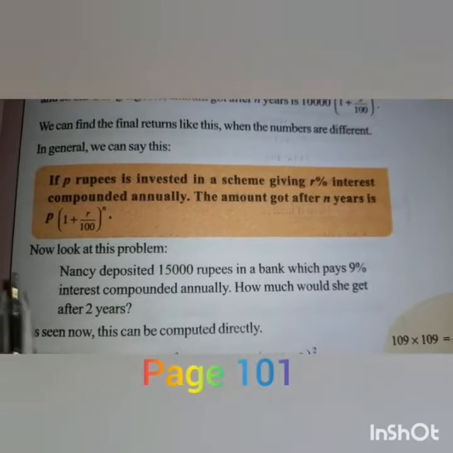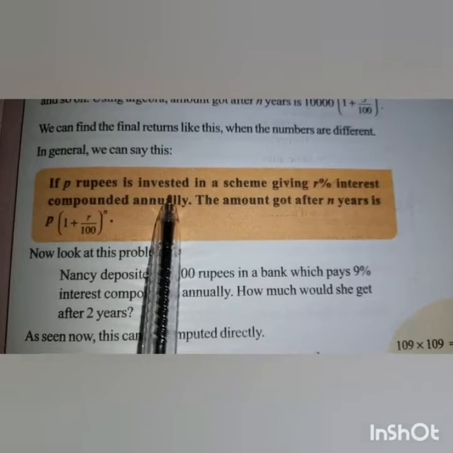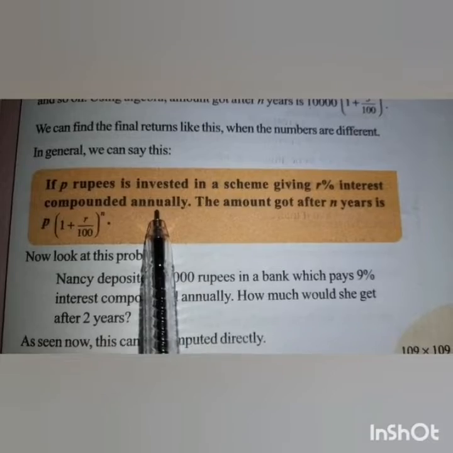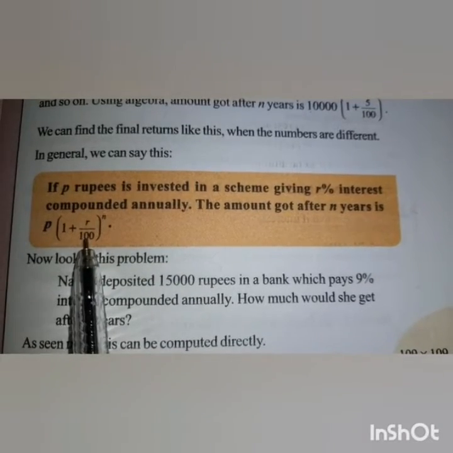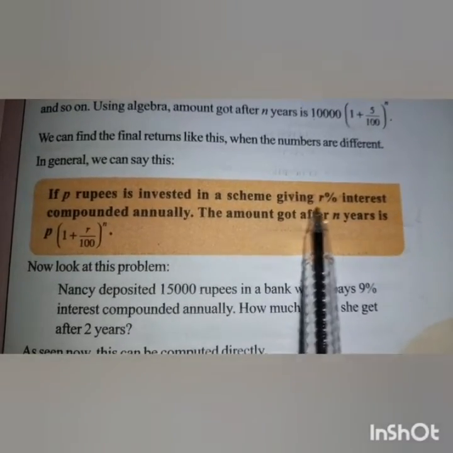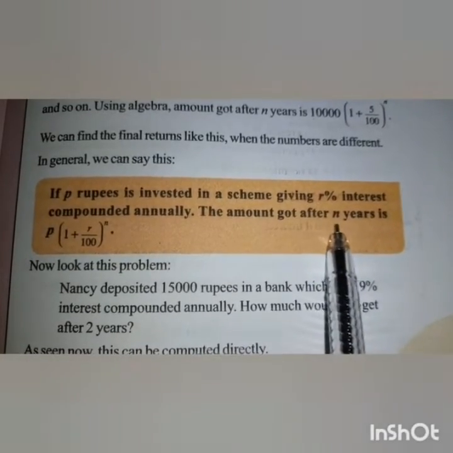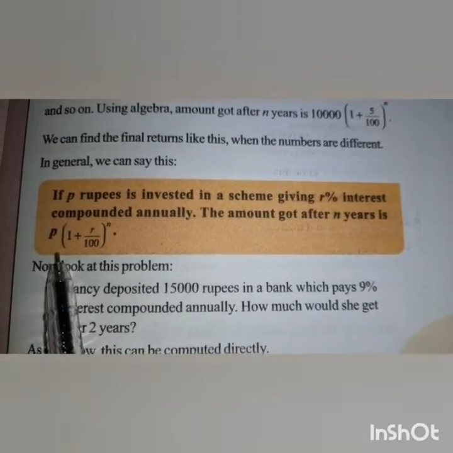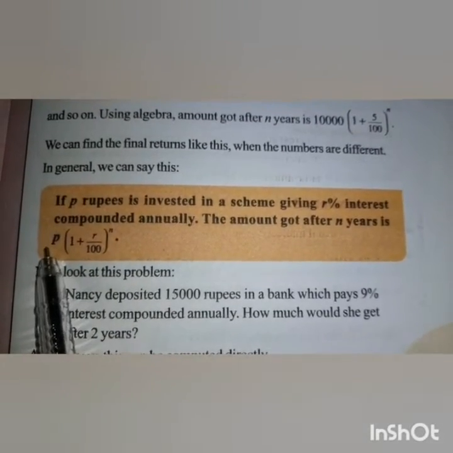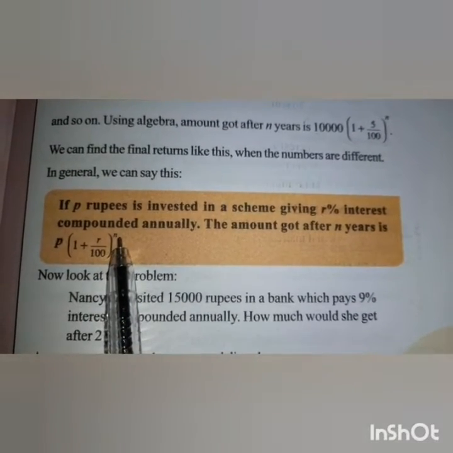Today we are discussing an equation to find out compound interest. So if P rupees is invested in a scheme giving R percentage interest compounded annually, the amount got after n years is P into 1 plus R by 100 raised to n. This equation is only for compound interest calculation. Here P is the principal amount we are depositing, R is the rate of interest, n is the number of years.